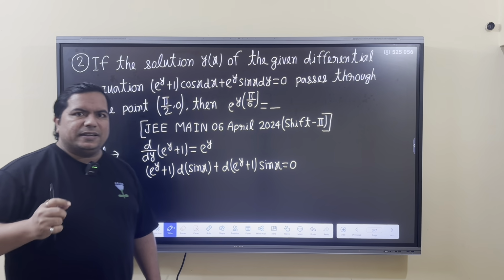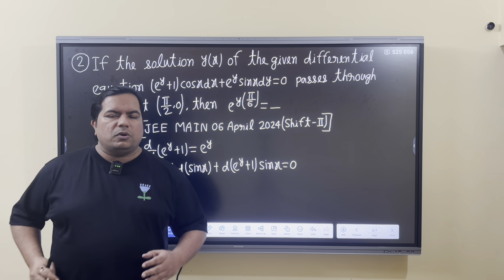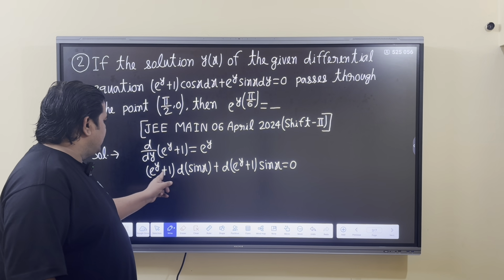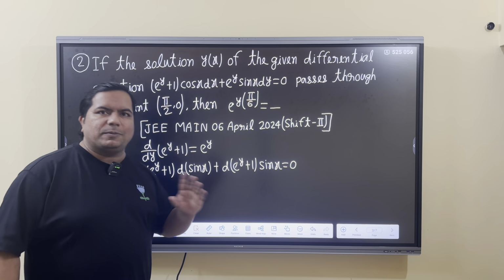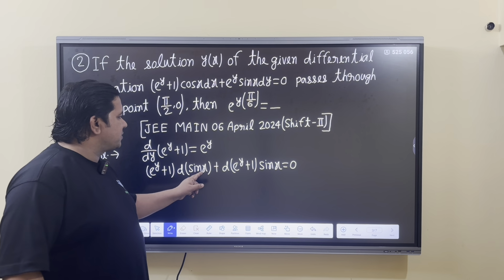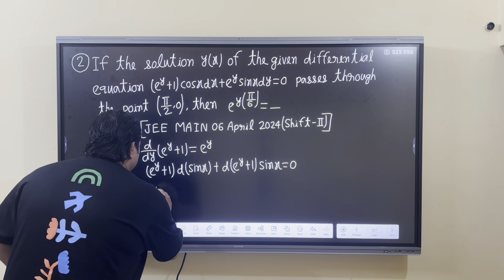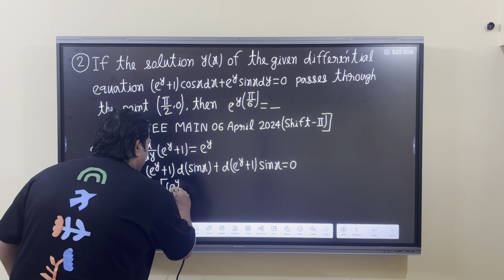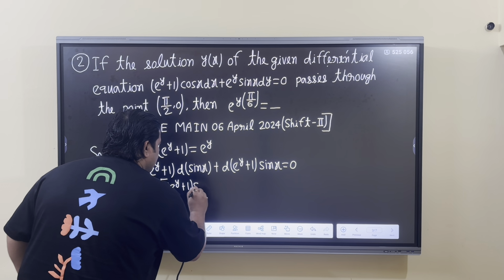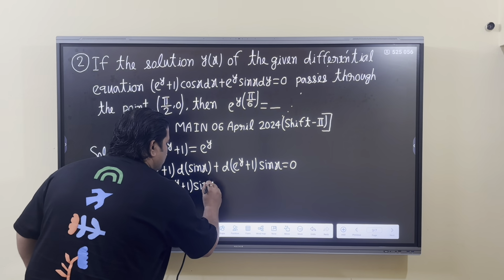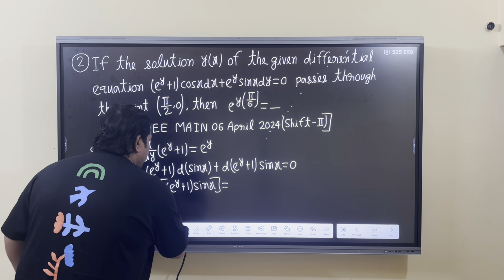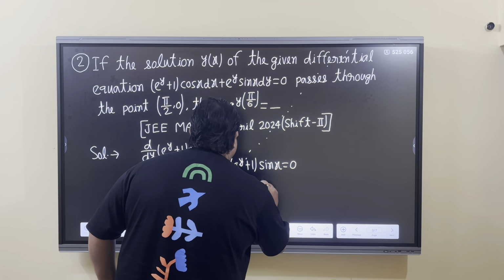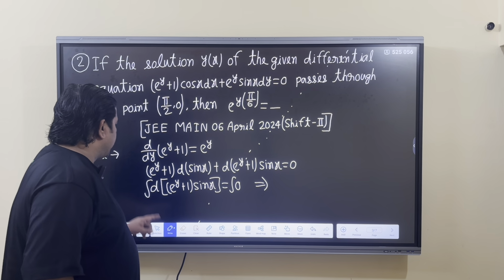Now, again we can apply the formula, x into dy plus y into dx. What is x? In place of x you have e power y plus 1, in place of y you have sin x. So, using that formula it can be written as d of xy. Xy means x is e power y plus 1 and y is sin x, equal to 0. Then we can integrate both the sides.